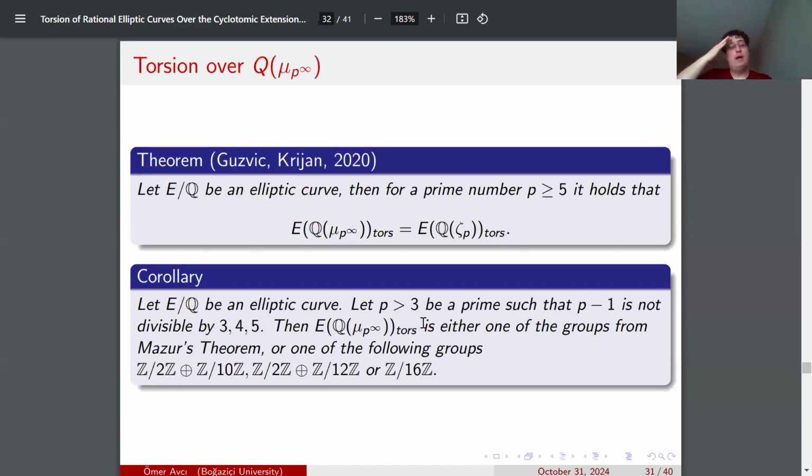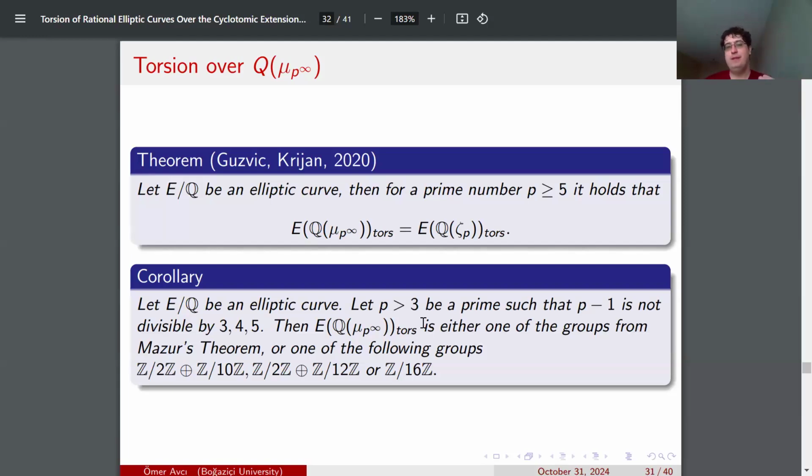Another corollary of our work is, so basically we work with finite fields, and it actually helps us to classify torsion over infinite fields, because Gužvić and Krijan prove that if P is at least 5, then the field on the left has the same torsion as Q(zeta_P) torsion. Here zeta_P is just a P-th root of unity.